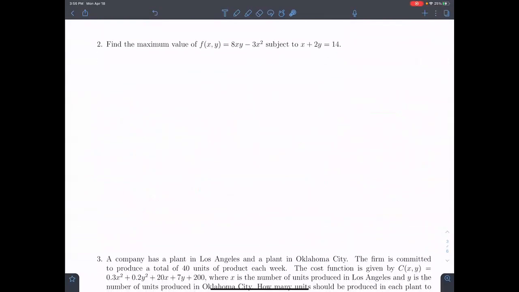So let's do it again. We have this function f of xy is 8xy minus 3x squared, and we have the restraint that's going to be x plus 2y minus 14 is 0. So big F is going to be 8xy minus 3x squared minus lambda times x plus 2y minus 14. So this is 8xy minus 3x squared minus lambda x minus 2 lambda y plus 14 lambda.